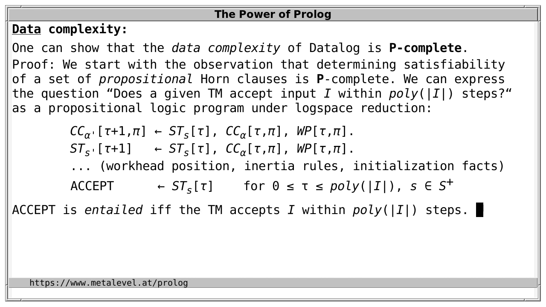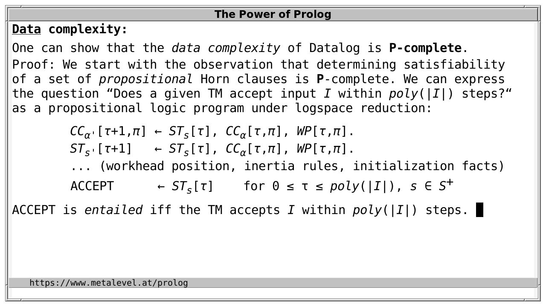And now we've set up the clauses so that the propositional formula accept is entailed if and only if the Turing machine accepts the input in the given polynomial number of steps. So, for any Turing machine and polynomial time bound you give me, I can construct propositional Horn clauses that are satisfiable if and only if the Turing machine accepts the input in that time.